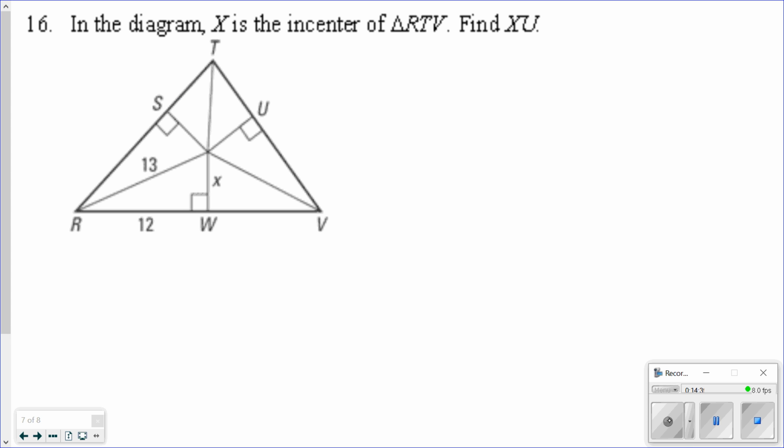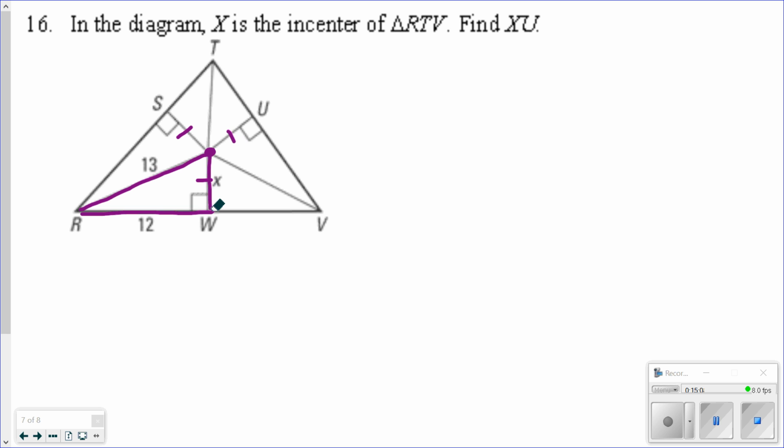In the diagram, X is the incenter of RTV. We want to find UX. All right, so if this is the incenter, we would know that these segments are congruent. Well, that doesn't really help us with this problem. What's going to help us is that we have a right triangle, and we want to figure out what x is. So we're going to need to use the Pythagorean theorem.